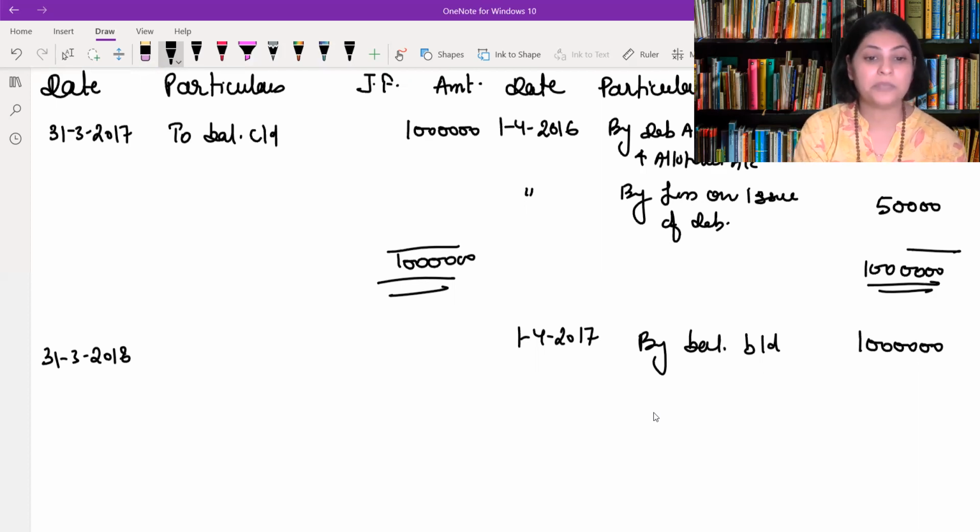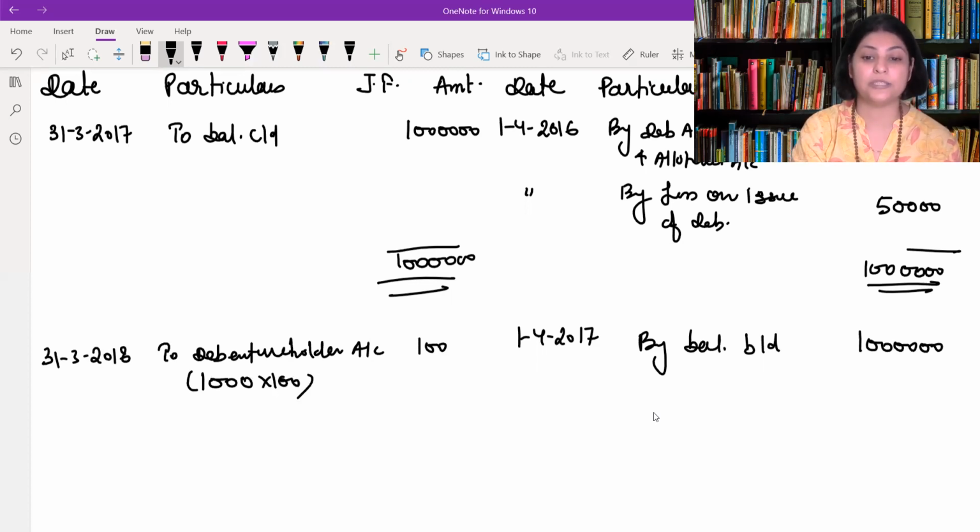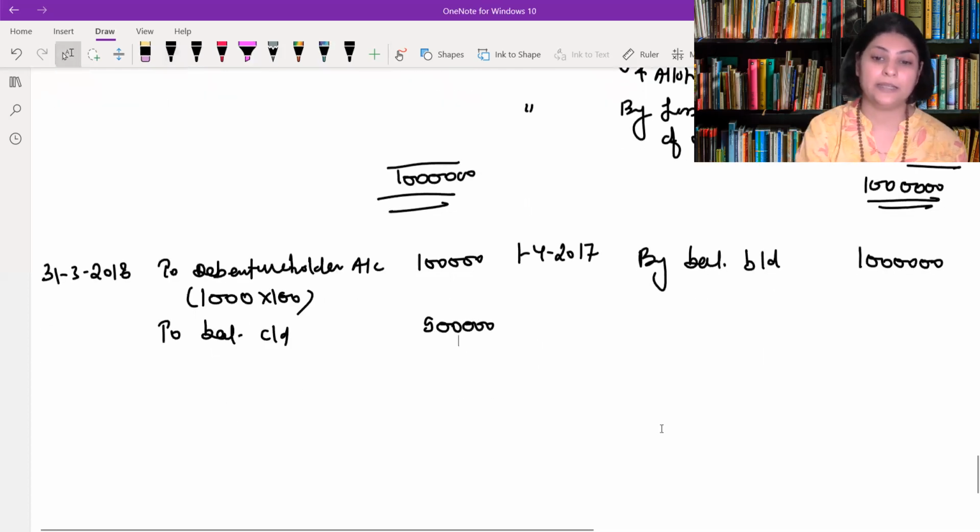So for 1,000 debentures you are going to pay to the debenture holder 1,000 multiplied by 100, which means 1 lakh rupees. So debenture holders account you will write over here, but you are not going to write the entire amount which you are paying to the debenture holder, but only the face value of debenture which is 1 lakh rupees. It means still 9 lakh rupees are balance. So over here I'm going to write balance carried down which is 9 lakh rupees, students, and my total will be 10 lakh.